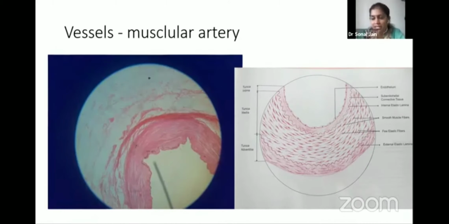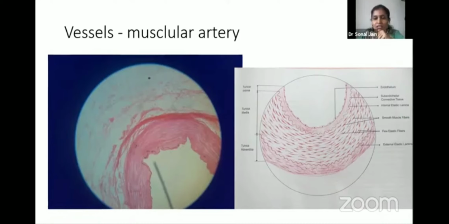The intima is very thin because the subendothelial layer is very thin, or sometimes it may be absent. The internal elastic lamina is well defined because the elastic fibers are less as compared to the smooth muscle cells. The tunica media has more smooth muscles, and the tunica adventitia has the basic structure. They control the blood flow through smooth muscle function. An example is the radial artery.